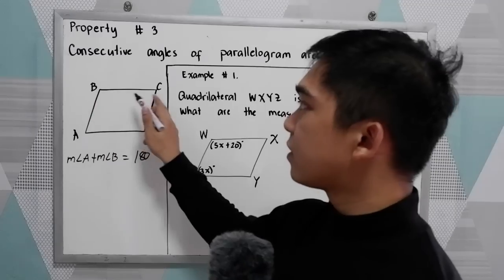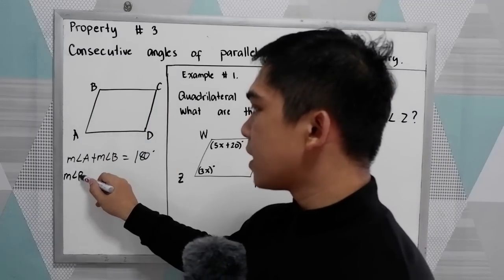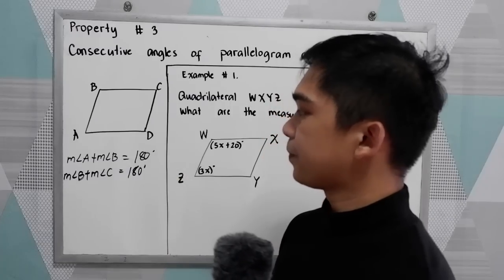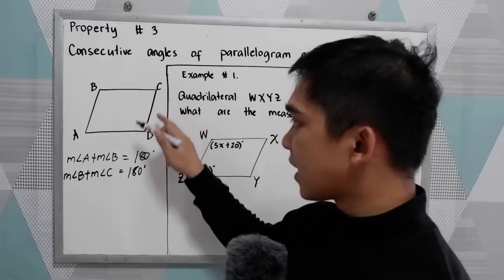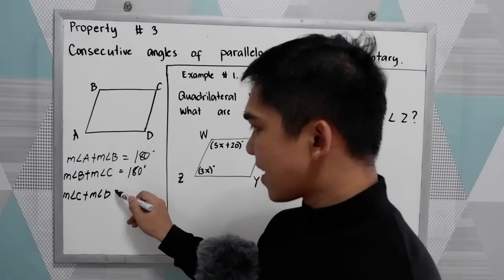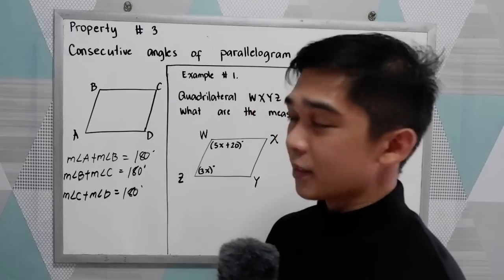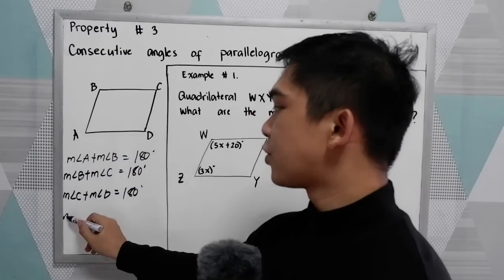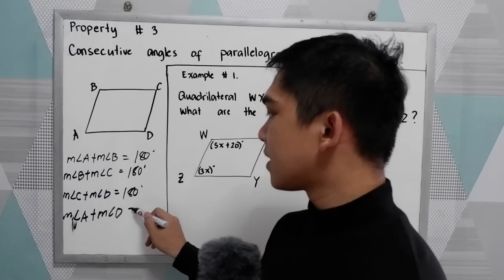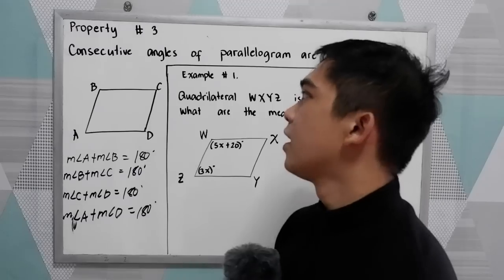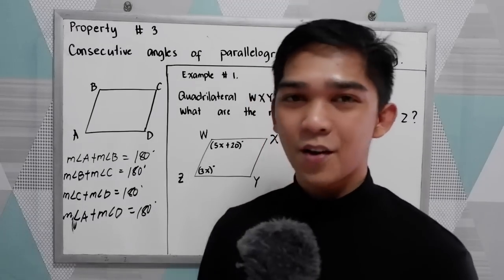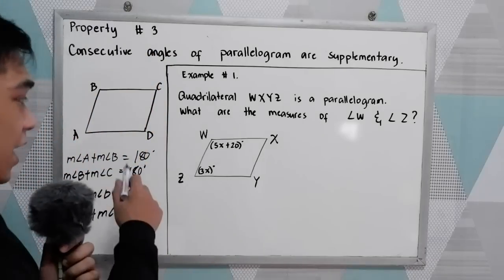Other angles are B and C. So measure of angle B plus measure of angle C is equal to 180 degrees. We also have angle C and angle D. Measure of angle C plus measure of angle D is equal to 180 degrees. And measure of angle A plus measure of angle D is equal to 180 degrees. So the consecutive angles of a parallelogram are supplementary, so they are equal to 180 degrees.